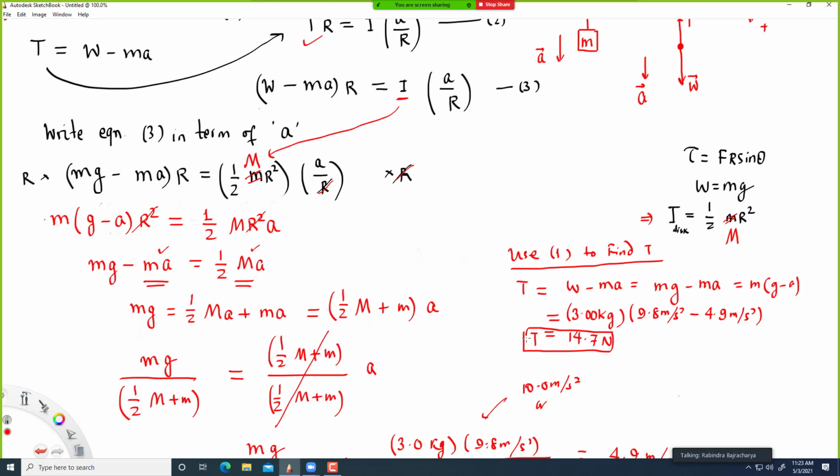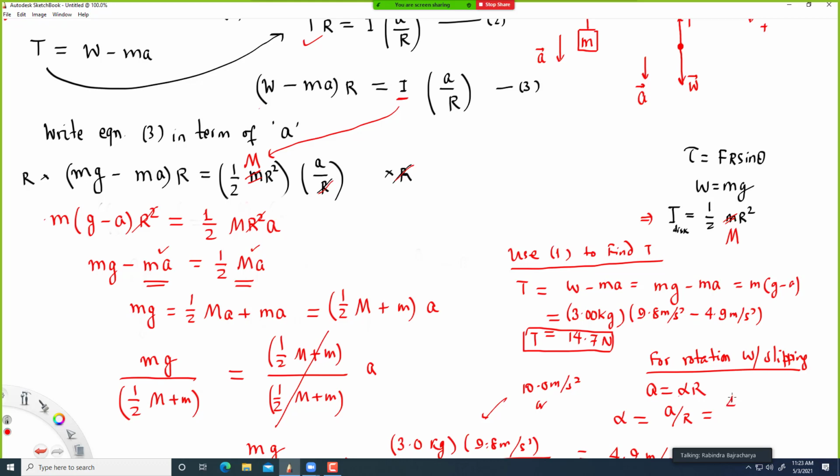And it's also asking for the linear acceleration of the pulley. So we have this condition for rotation without slipping. For rotation without slipping, a is equal to alpha times R. So we want to find alpha. Alpha would be a over R.